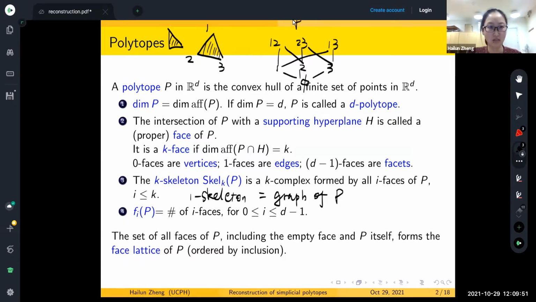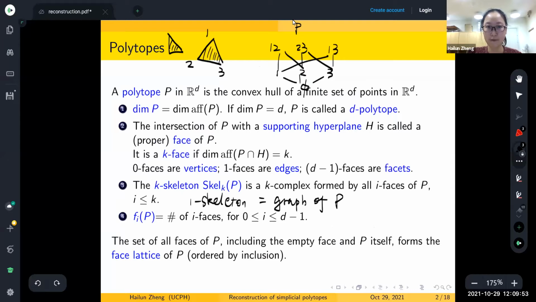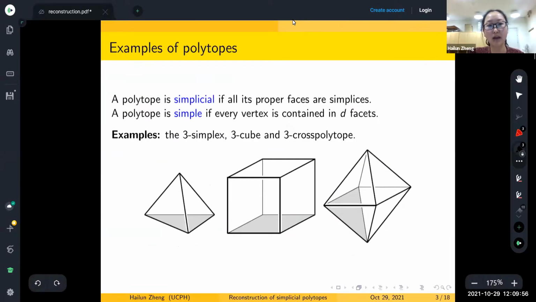So this is going to be our major definitions for the polytopes. So now let's take a look at some examples. We say that the polytope is simplicial if all of its proper faces are simplices. So for example, in this picture, we see that they are all three-dimensional polytopes. So simplicial really means that all the faces are triangles or line segments or points. So if you look at this picture, this is going to be simplicial. The simplex is simplicial.